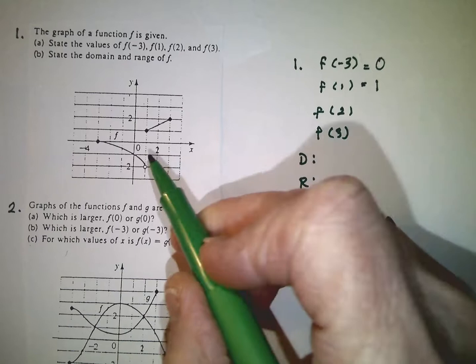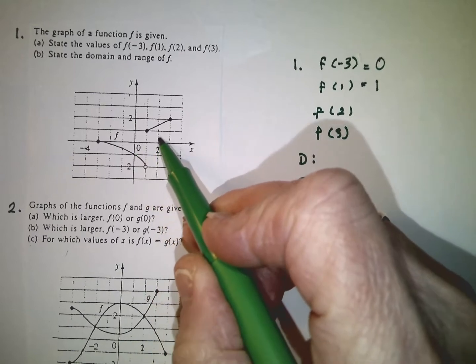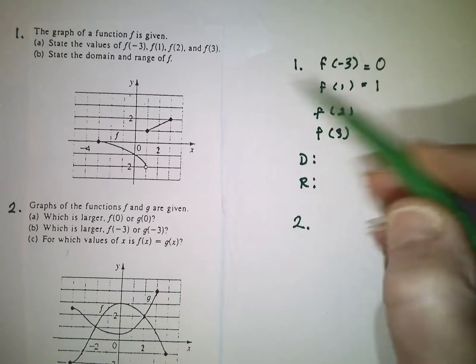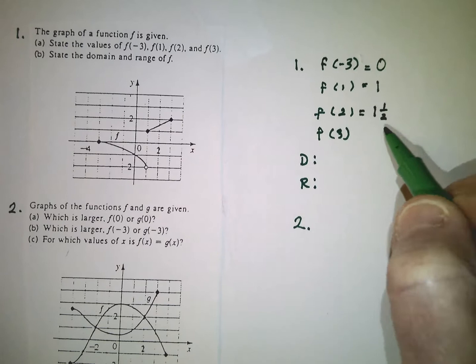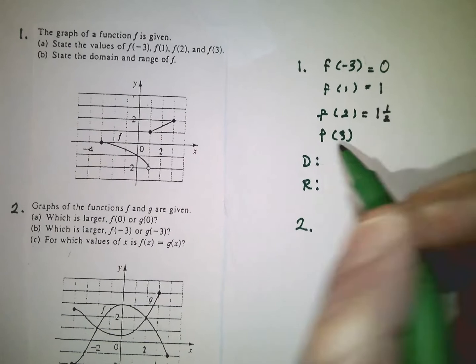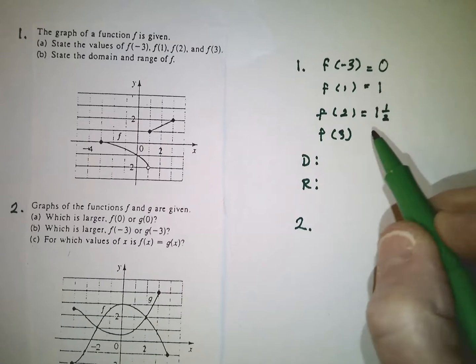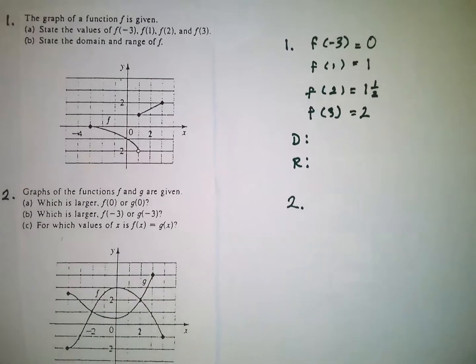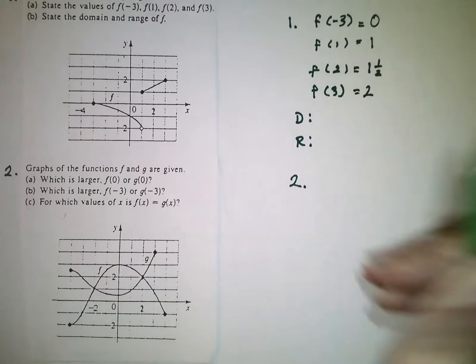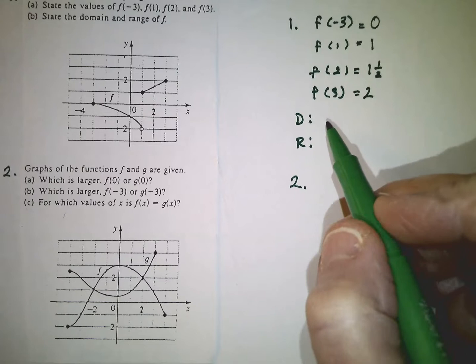F of 2. So the function value when x equals 2 is not a whole number, it looks like it's about 1.5. And finally, f of 3, the function value when x equals 3 appears to be 2. So that was very easy. Just the notation, if you haven't done it in a while.